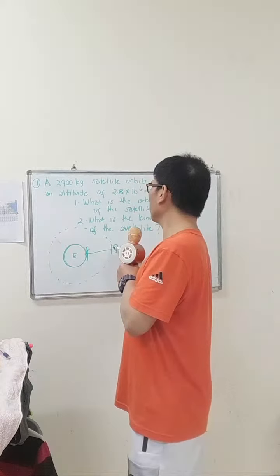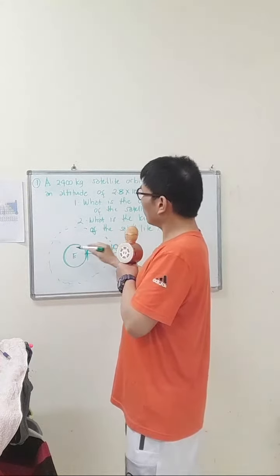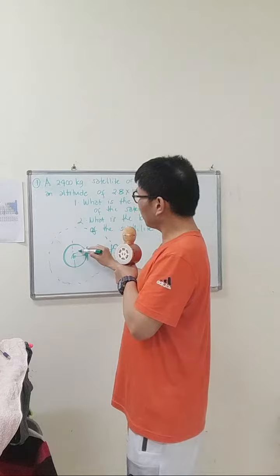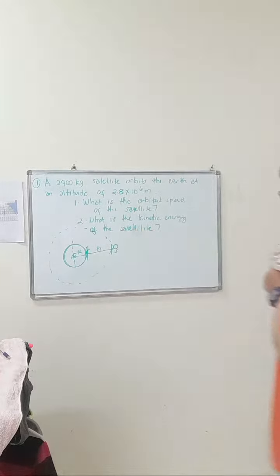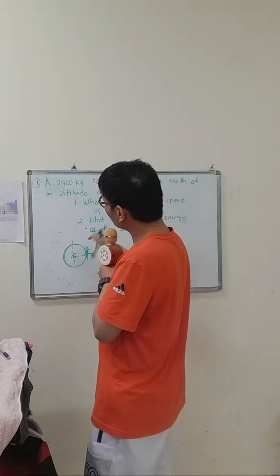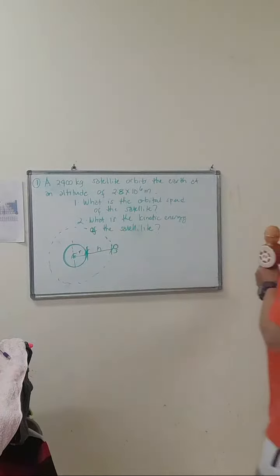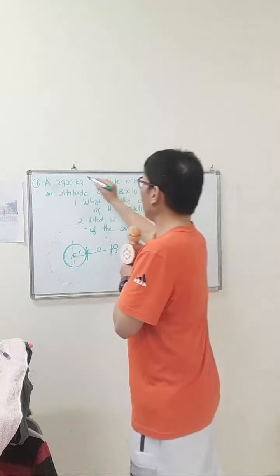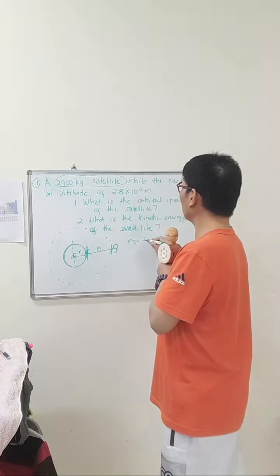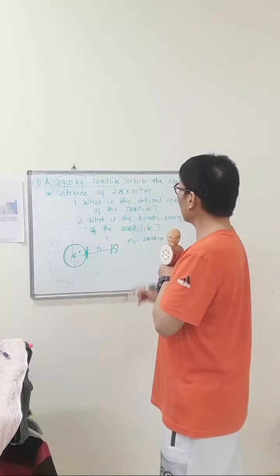So this is going to be h. And then the radius of the Earth is equal to R, capital R. It depends on you, or small letter r. It depends on you. So small letter r. Okay. What is the orbital speed of the satellite? So you have the mass. This mass is for the satellite, right? Mass of the satellite is 2,400 kilogram. So this is your satellite.